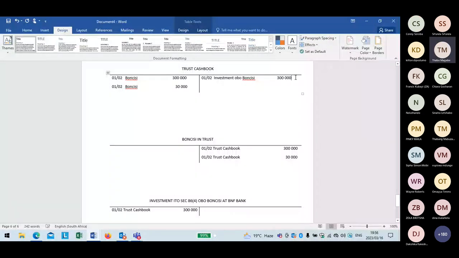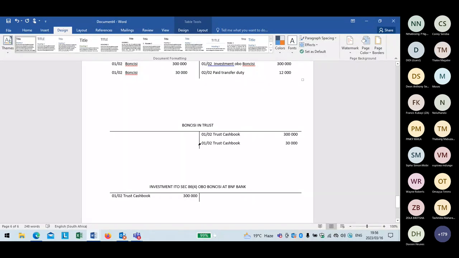So how do we record this? We credit the trust. On which day? Write the date. The 2nd of February. The narration is transfer duty. If you like, you can also say paid SARS. It's okay, we understand. How much? 12,000.